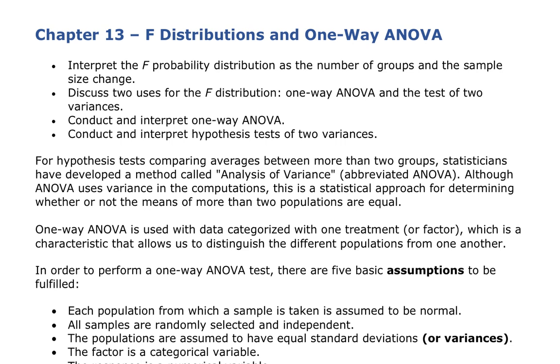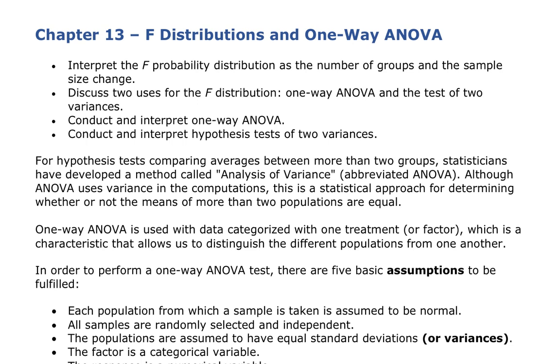For hypothesis tests, we are going to be looking at the averages between two or more groups. Now, we have done two groups, so that was in Chapter 10. Now we're going to be doing more than two groups. And statisticians have developed a method called analysis of variance, abbreviated ANOVA. Although ANOVA uses variances in the computation, this is a statistical approach for determining whether or not the means of more than two populations are equal. The one-way ANOVA is used with data categorized with one treatment or factor, which is a characteristic that allows us to distinguish one population from another.